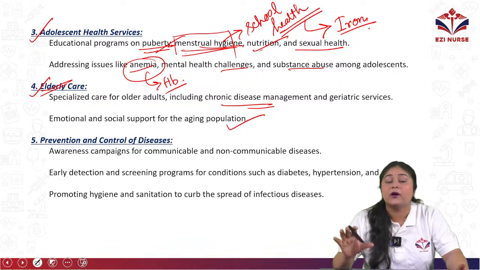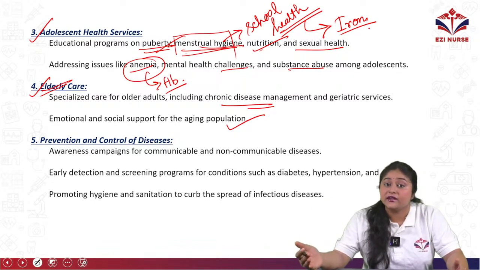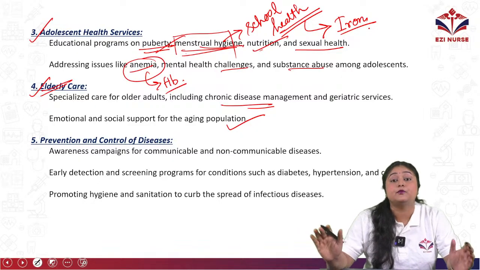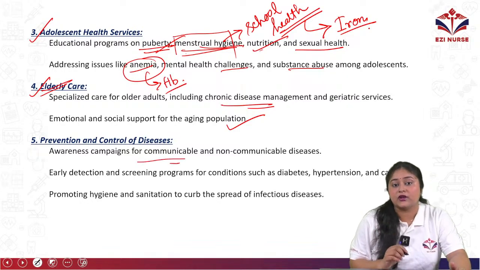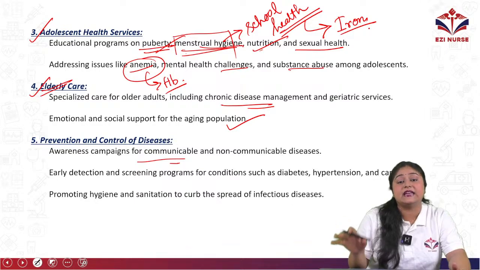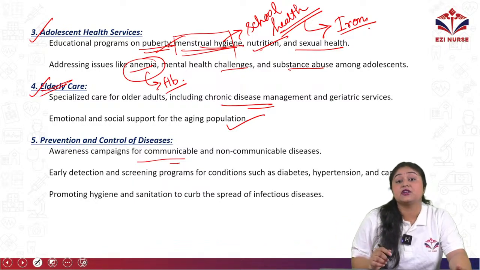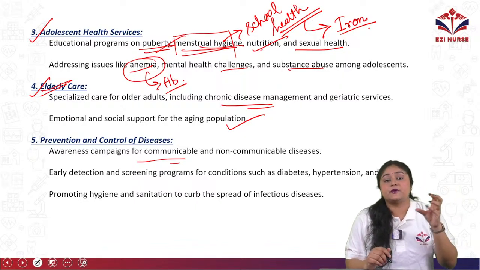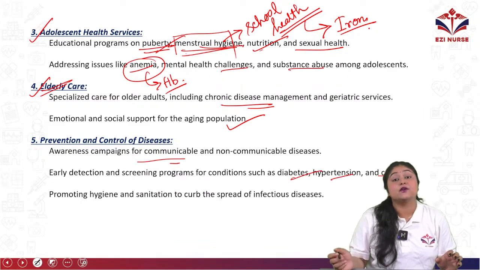they will get to know the symptoms of that disease, and if we train the family members, they can manage up to the first level, right? So that's why awareness is so important for family members to prevent communicable and non-communicable diseases. And early detection and screening is also one of the most important points, specifically for some conditions, for example diabetes, hypertension, as well as cancer.